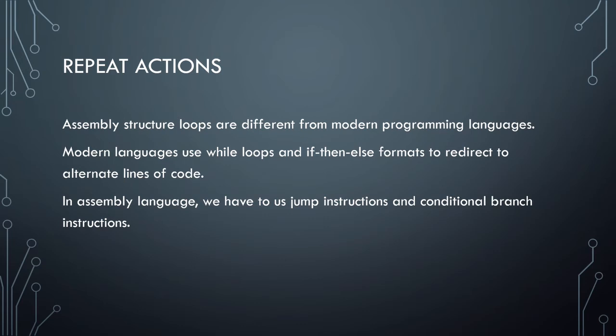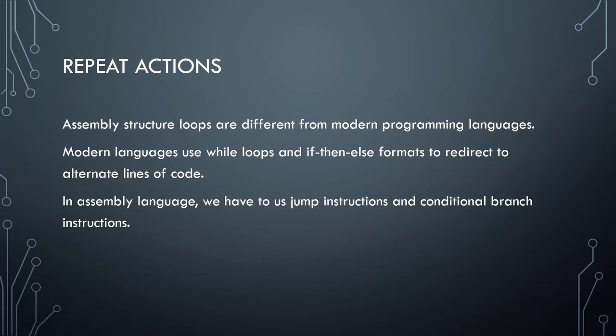And it's important to recognize that when we're using assembly, the way that we do this is a little bit different from some of the more modern high-level programming languages. Essentially, modern languages are a little bit easier to do this in. We can use while loops. So while this is happening, do this. Or we can use if then else formats. So if this is happening, then if X is happening, then do Y, or else do Z. So we can kind of redirect our processor to different lines of code depending on what's going on.